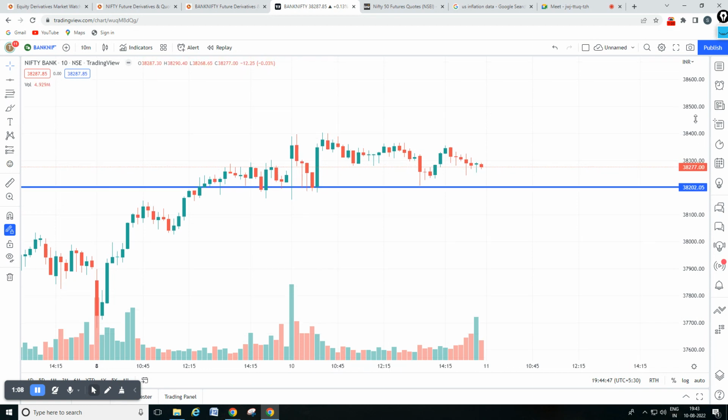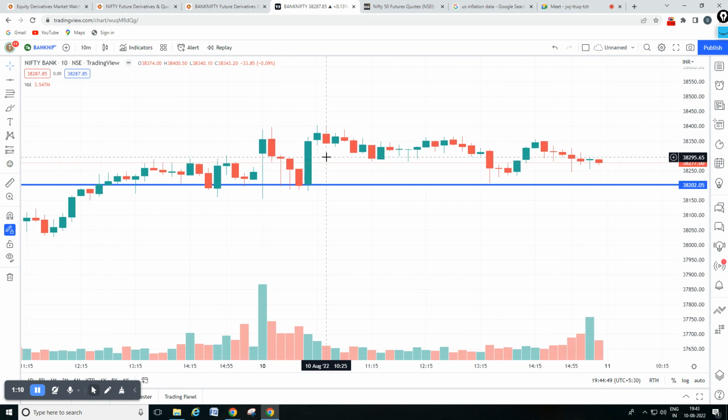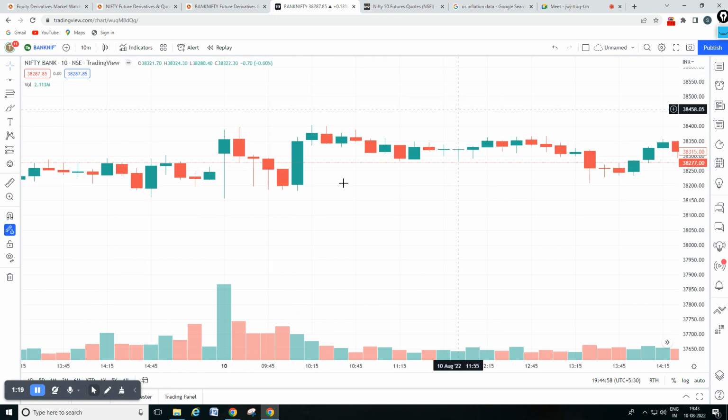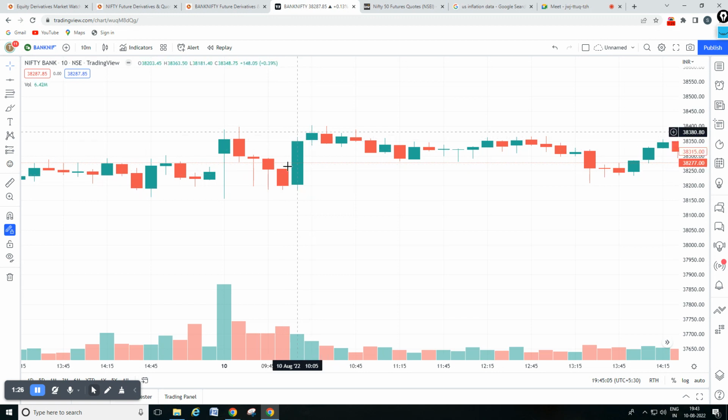Let me zoom it. Now you tell me, sir, what does this green candle mean? I am saying what this candle wants to convey. Each candle is saying something. This first candle is saying something, this candle is also saying something. Every candle is saying something.